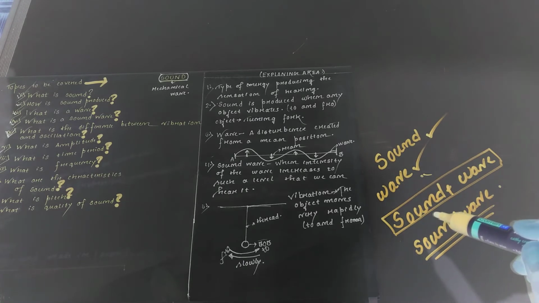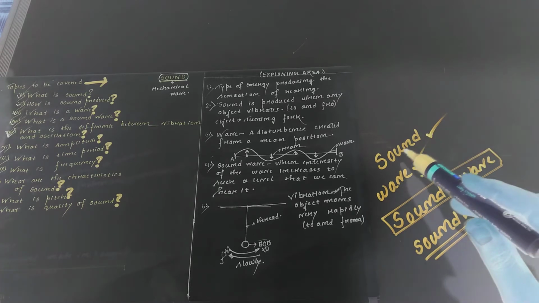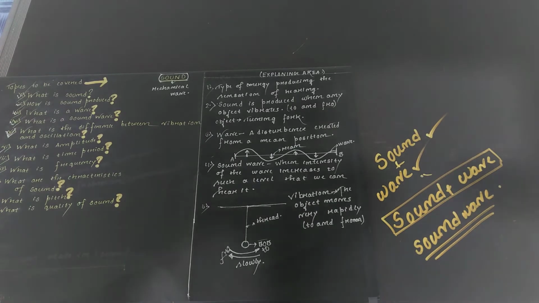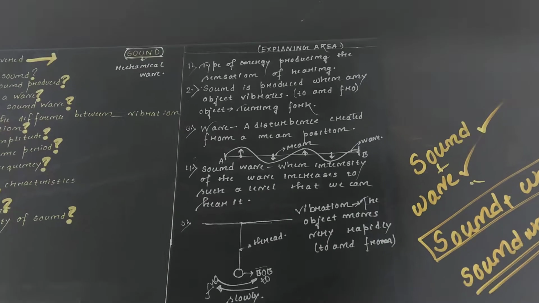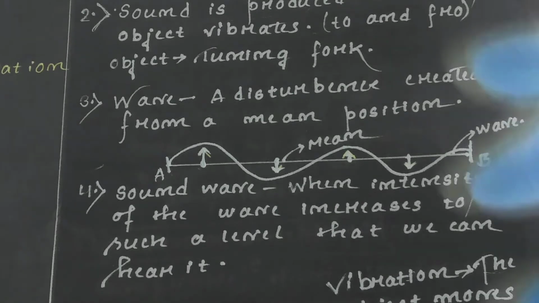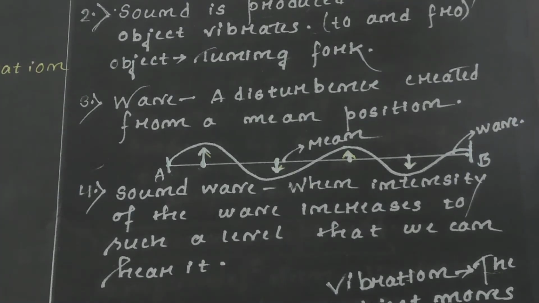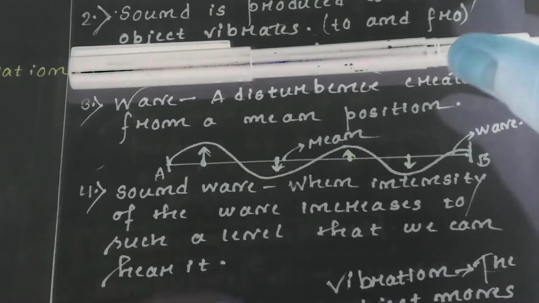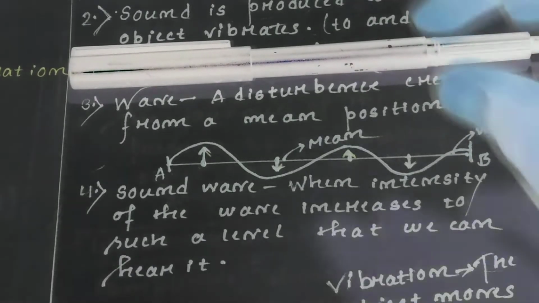Now we have to think about sound wave. You know about sound and wave separately. Now if we add them, the thing we get is sound wave. So what is that sound wave, we will discuss now. As you can see written here, when the intensity, or the capacity, of that particular vibration increases to such a level that we can start hearing, we can call it a sound wave. So this is very clear, very easy also. Now this was the topics we covered.